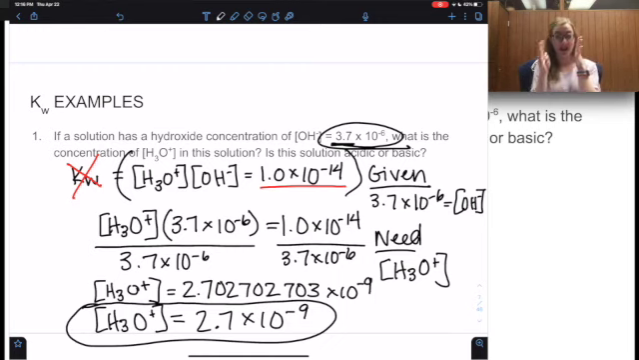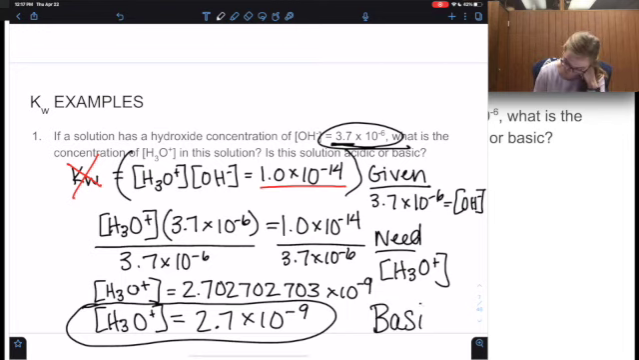Remember, we're comparing negative exponents, so times 10 to the minus 6 is a bigger number than times 10 to the minus 7. So if we have more OH- and we look at our concentration of H3O+, well, 10 to the minus 9 is less than 10 to the minus 7. That means we have a lower concentration of H3O+ than of OH-. So that means we have a basic solution in this case. Our solution is basic.